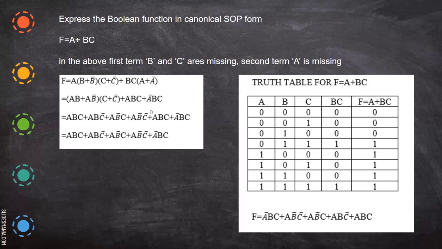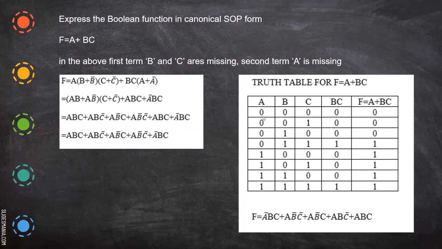Now you can write a truth table for this. There is no need to write a truth table for this, because you have to write a lot of columns. So you can skip this. But even if you write the truth table for this, you will get the same answer. Okay, so we'll write for this A plus BC.